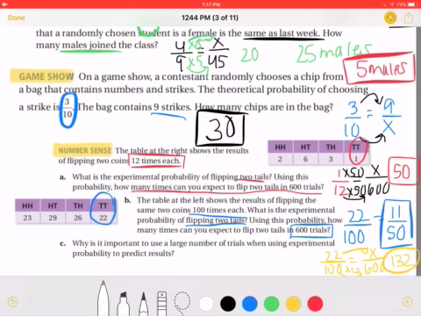Last one, why is it important to use a large number of trials when using experimental probability to predict results? So I'm going to explain that to you. The larger your number of trials are, the closer you get to the theoretical probability. The more trials you have, the better results you'll have. So a larger number of trials gives better results, and they'll be closer to our theoretical. Okay, so you always want more trials.